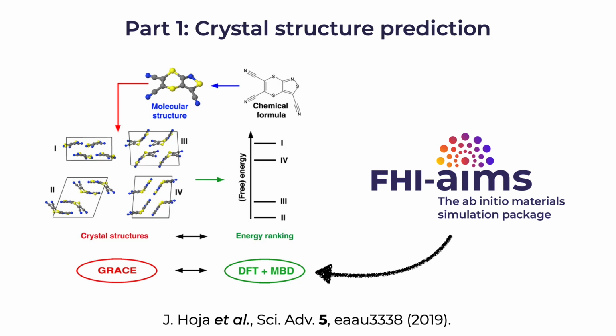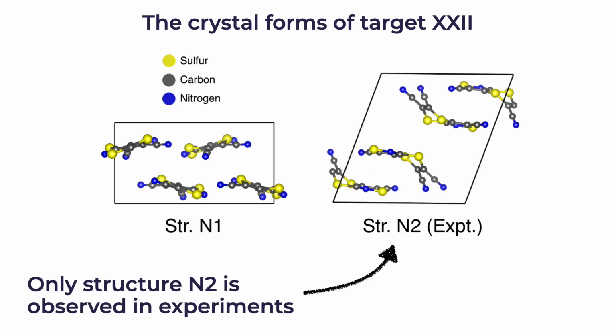We will instead focus on the second part, which is the accurate free energy ranking of the most promising candidates from the structure pool by dispersion-corrected density functional theory. In the interest of time and saving resources, we will only compute the rankings based on the two most promising candidates from the initial screening, namely structure N1 and structure N2.